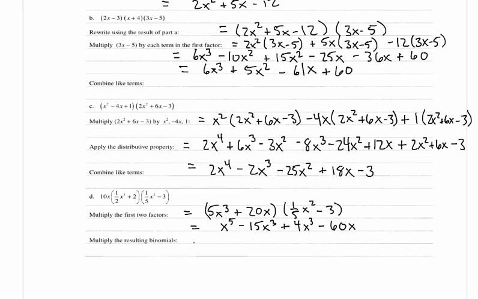And now we want to combine our like terms. So we're going to have x to the 5th. And now we have minus 15x cubed plus 4x cubed is going to give us minus 11x cubed minus 60x. And that's our video on multiplying a polynomial by a polynomial.